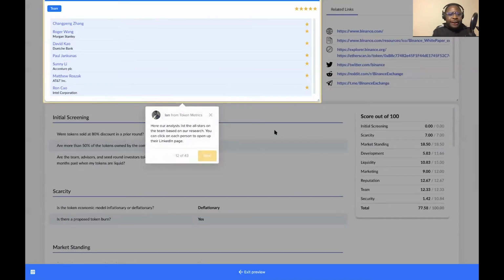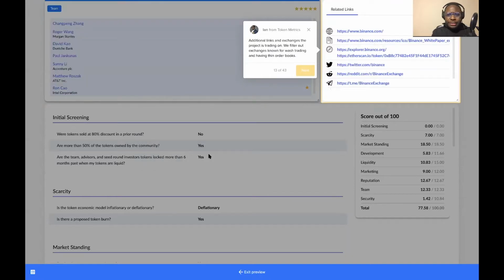Then here, our analysts list the all-stars on the team based on our research. You can click on each person to open up their LinkedIn page. Additional links are available on the right for reference. So if you want to find out the company's website, their Telegram group, other social media channels they may have, all that information is here on the right.